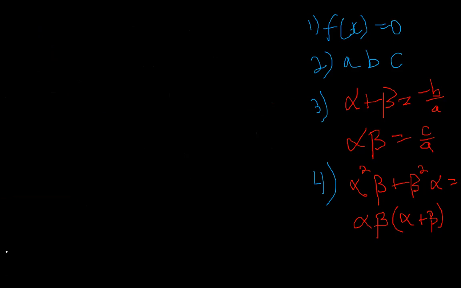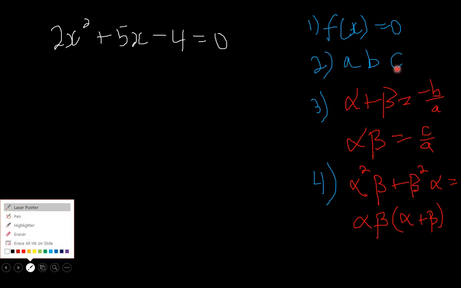Right, so this is the next quadratic we're doing. Do for me 2x squared plus 5x minus 4 is equal to 0. All right, first step, make sure that f of x is equal to 0. Is this equal to 0? Yes, miss. Nice.